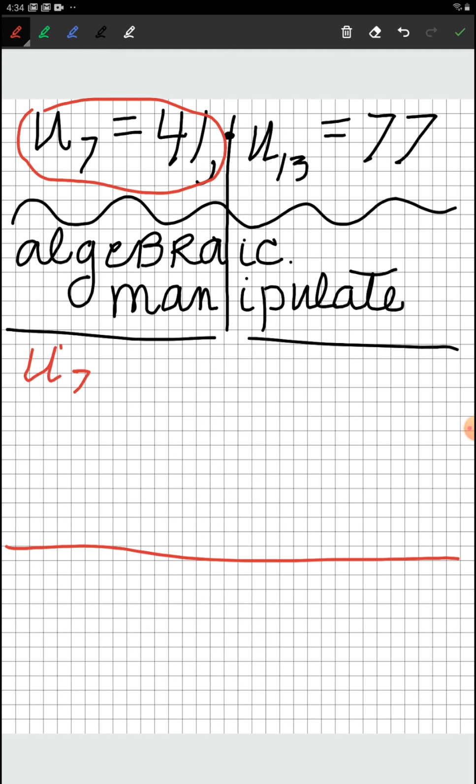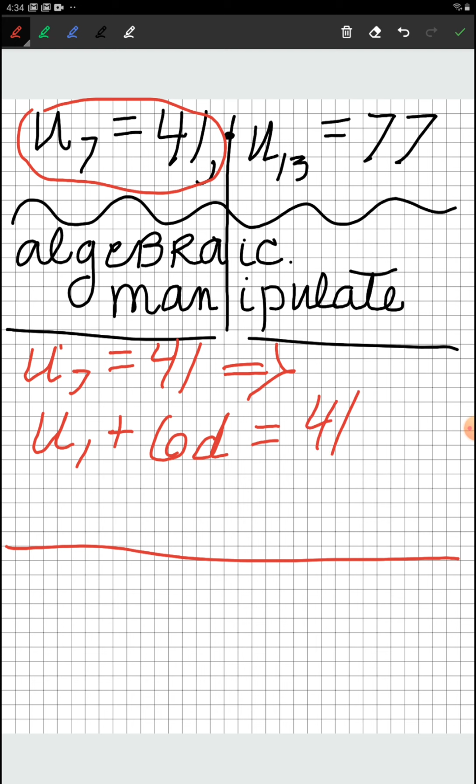So if u sub 7 is 41, then the first term plus 6 times the difference also equals 41. This is very important manipulation of the facts. And when I say manipulation of the facts, I don't mean it in a bad way. We just rearrange the information into something that we can work with. Okay? And so now we're going to do the second one.